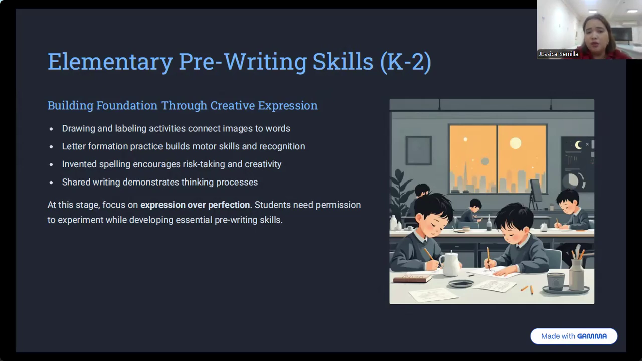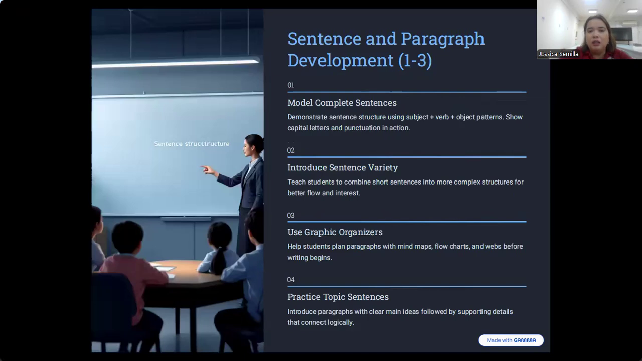So at this stage, they are focused on expression, not on the perfection of the written text or document produced by our students. What is more of a focus here is that the students should write and at the same time express themselves. So they don't care about the structure, they don't care about the perfection of how it was written. The most important thing here is that they need to know how to write and they need to know what they are writing.